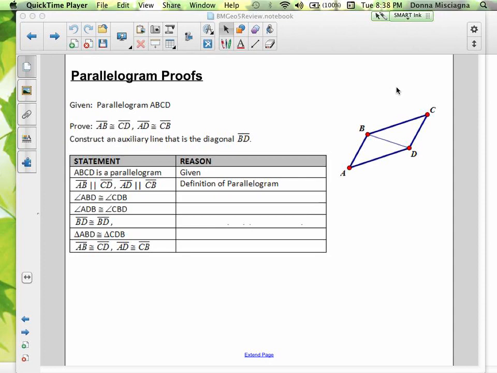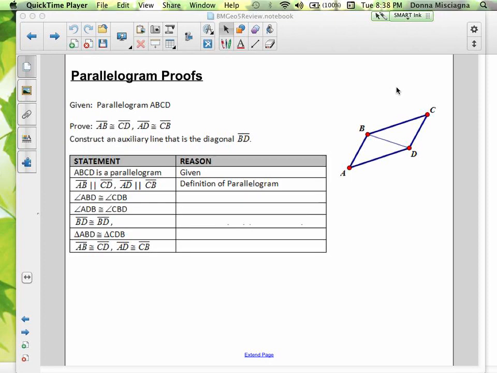And our goal is to prove that AB is congruent to CD and AD is congruent to CB. So we're actually proving one of the properties of a parallelogram. Because we're proving a property of a parallelogram, we can't just say it's a parallelogram, so the opposite sides are congruent. We actually have to prove that.